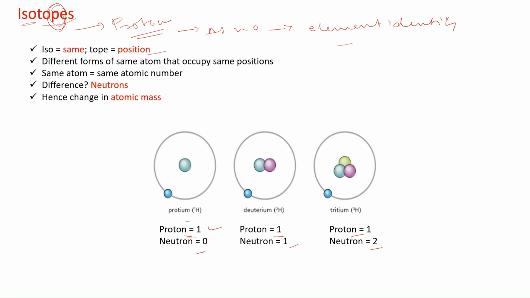But what we noticed, along with seeing that the number of protons is not changing, is that the number of neutrons is changing. Correct? And what we learned is that atomic mass depends upon the number of protons plus the number of neutrons. If the proton number is not changing but the neutron number is changing, that means atomic mass will definitely change. So isotopes will have different atomic mass but the same atomic number.